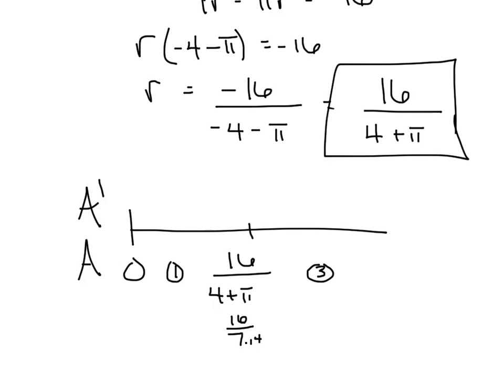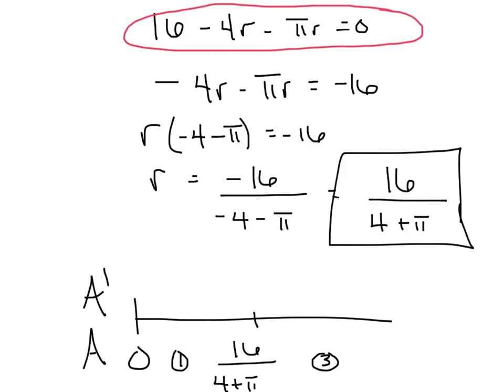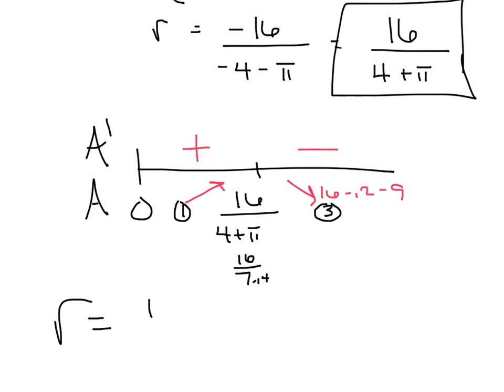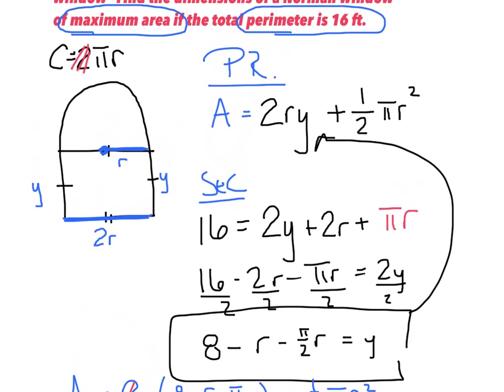If I plug in a 1, now again, I'm going to plug it into my derivative, where it equals 0. That would be 16 minus 4 minus 3.14, which is clearly a positive. And if I plug in a 3, that would be 16 minus 12 minus 9 something, which is clearly a negative. So you can see I am maximizing when my radius equals 16 over 4 plus pi. Now again, it wants the dimensions, so I would just carefully take that value and plug it back into my original equation someplace to figure out what my dimensions are.